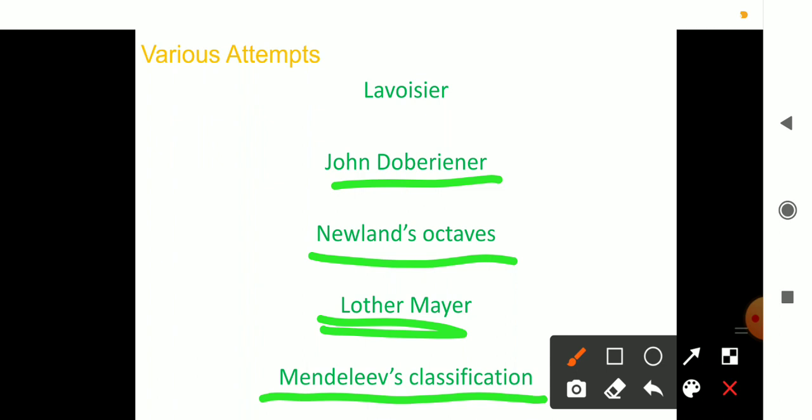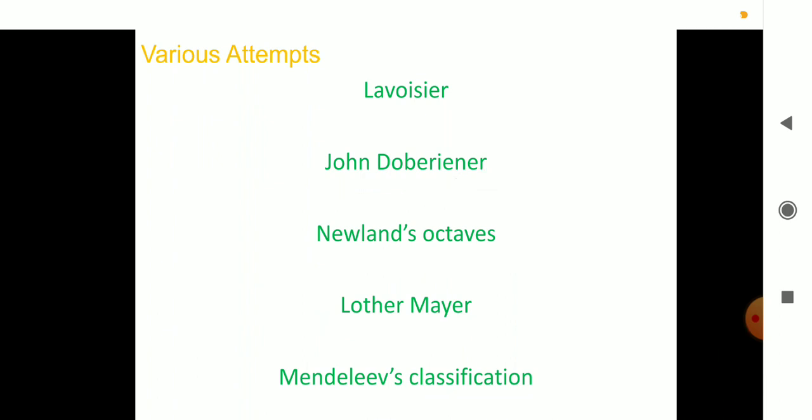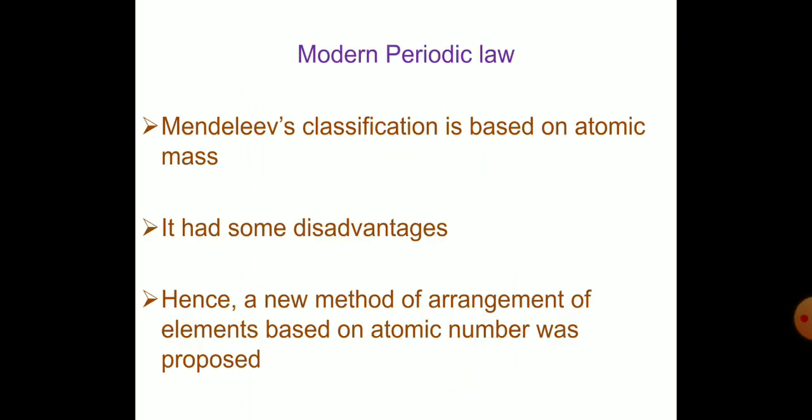But this method of arrangement also had some disadvantages. So in order to avoid those disadvantages, another arrangement of elements was necessary, and that was done by another scientist called Henry Moseley. Okay, it is given as the reason for the construction of the modern periodic table. Look at the first point. Point number 1 is Mendeleev's classification is based on atomic mass.